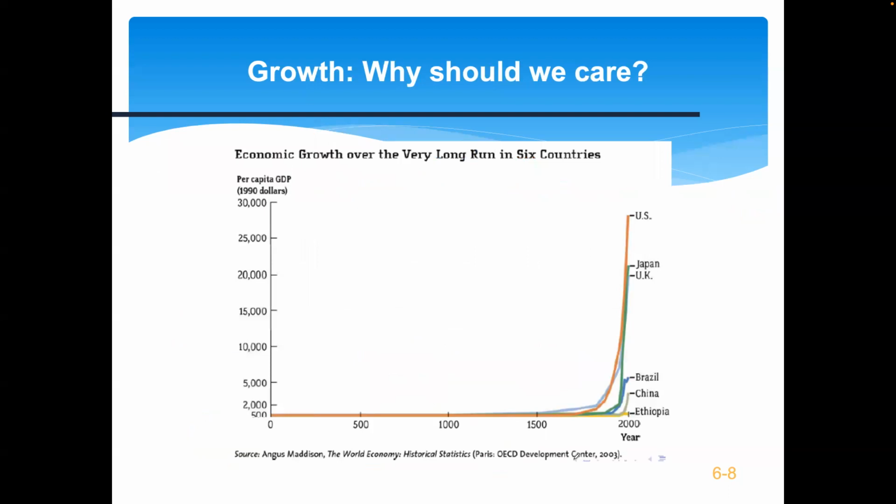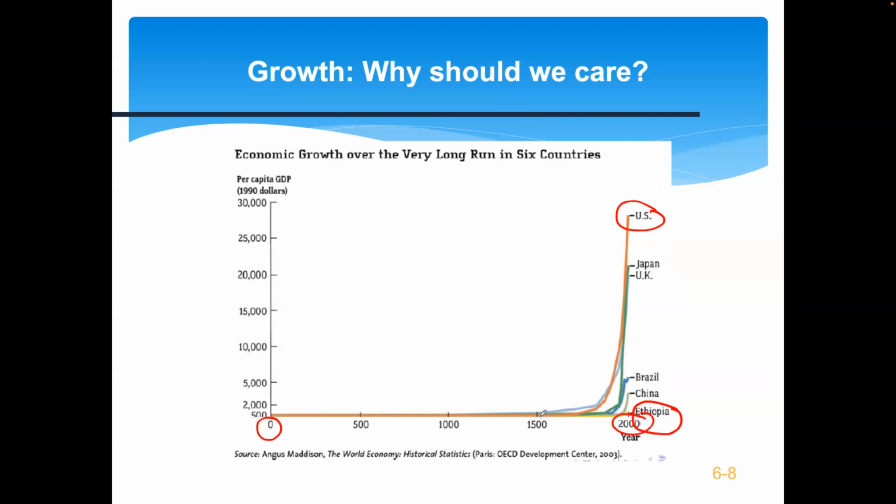Now let's look at economic growth over the long term and see what pattern we can spot. From there, we are going to get some inspiration to understand what determines long-run economic growth. We have data for 6 countries, with the United States on the very top and Ethiopia on the very bottom. We have data roughly from AD 0 to AD 2000. So this is roughly 2000 years.